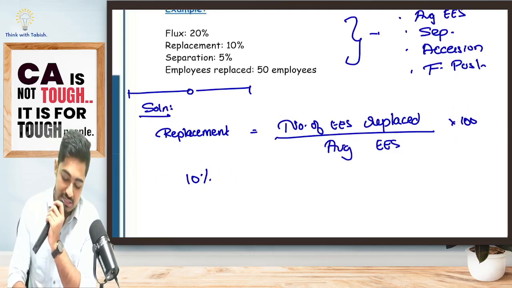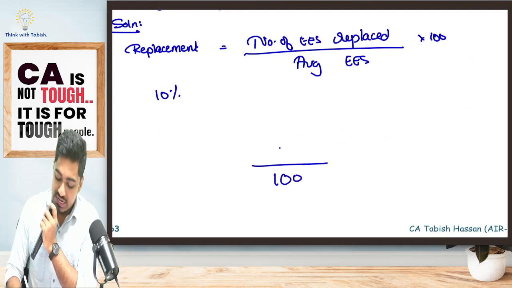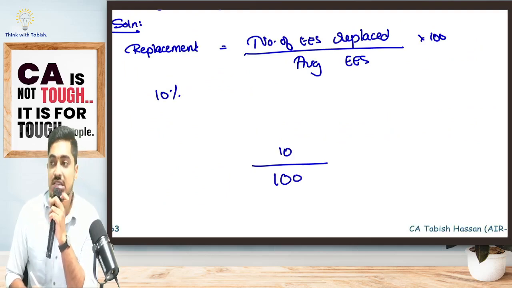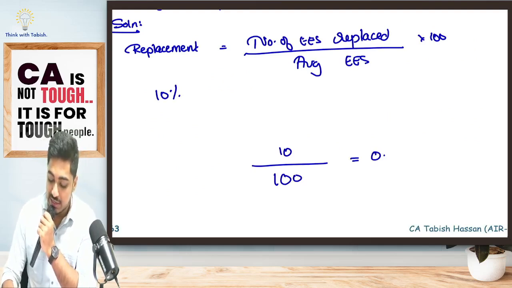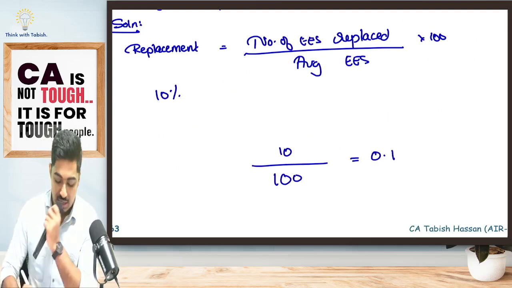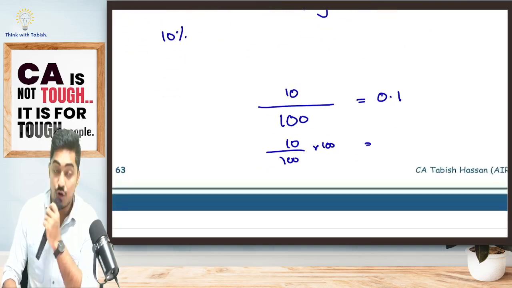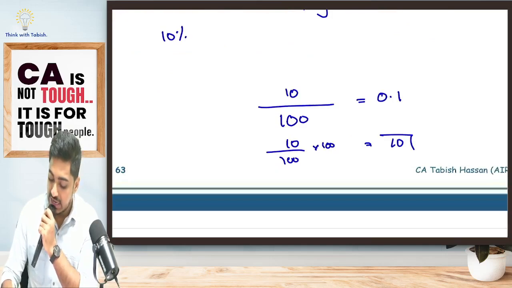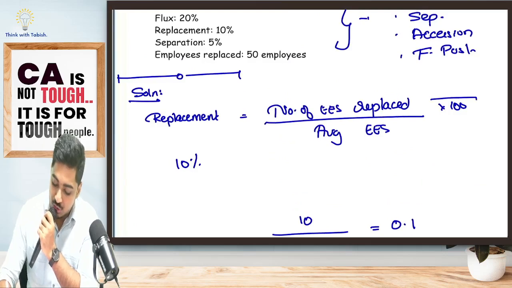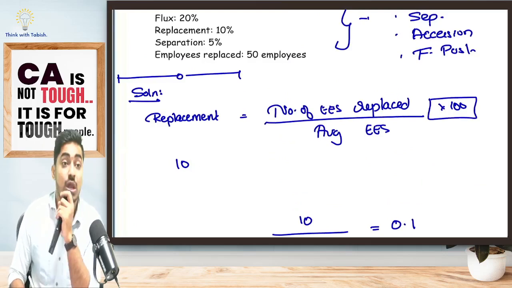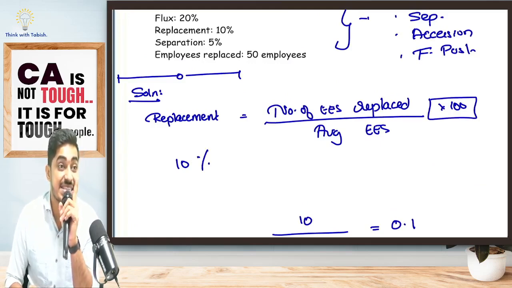A simple example: in 100 employees, 10 employees have changed. How much is the percentage? It is 10%. If you do 10 by 100 on the calculator, you get 0.1. At the same time, if you do 10 by 100 into 100, you get 10 as a whole number. So if you multiply by 100, you get a whole number. If you do not, you get a decimal.